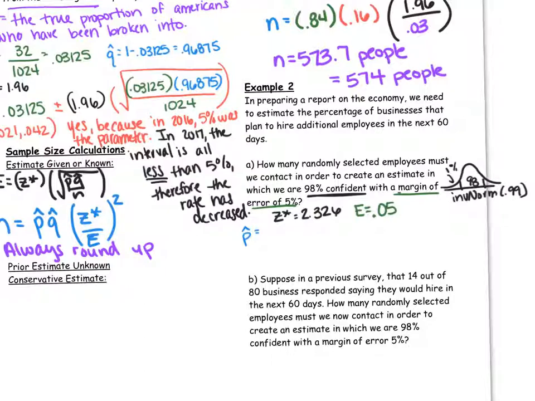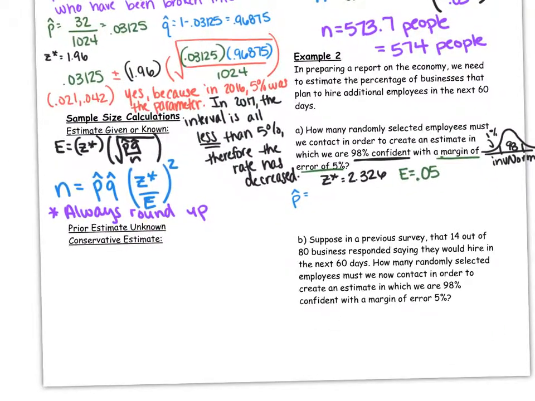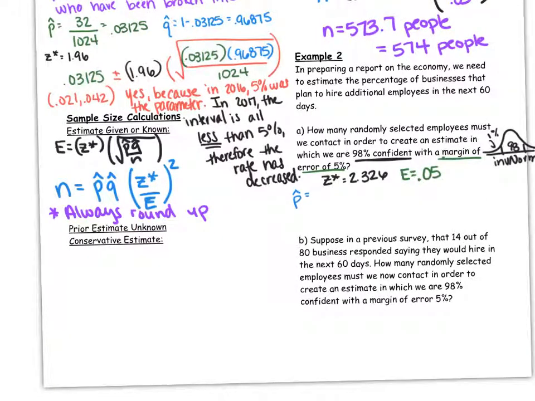And we're going to use the most conservative estimate possible, which means when you find this, you're going to get the biggest estimate possible. And it turns out that the biggest estimate possible occurs when p hat and q hat are the exact same numbers. And they're the exact same numbers when they're both 50%. So we get a new equation, which looks like this.